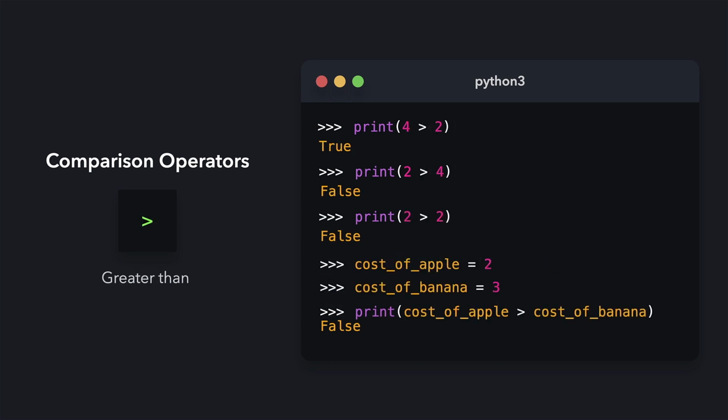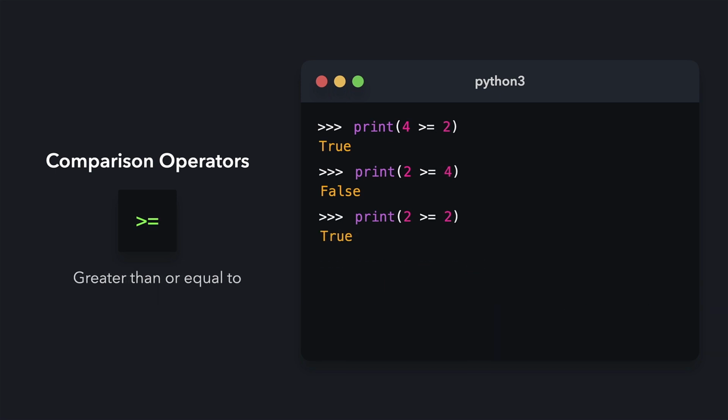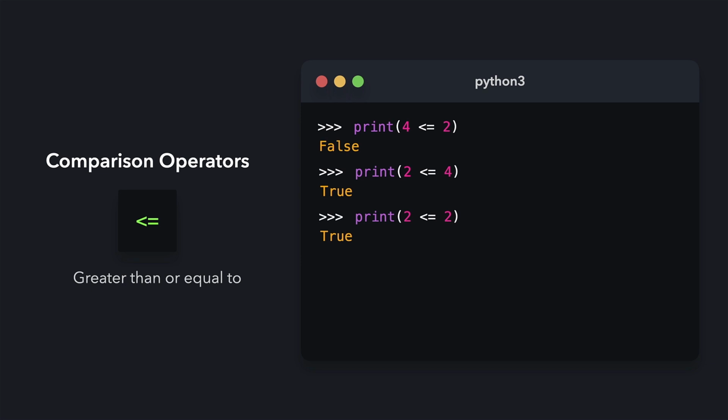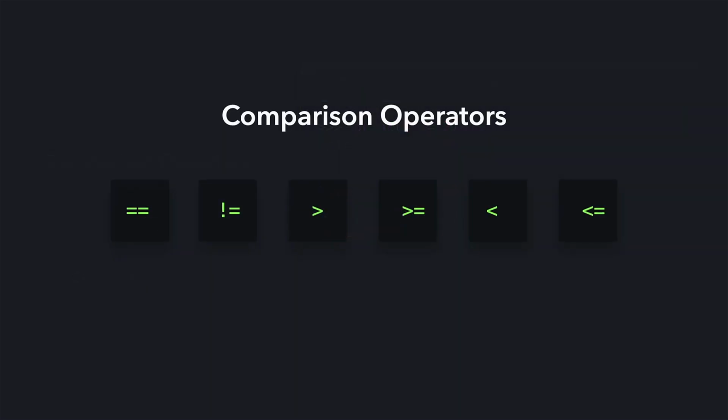Then there's the greater than operator, which checks if the left-hand operand is greater than the right-hand operand. The greater than or equal to operator is almost identical to the greater than operator. However, this operator also returns true if both values are equal to each other. The smaller than operator returns true if the left-hand operand is smaller than the right-hand operand, and the smaller than or equal to operator also returns true if both values are equal to each other. Comparison operators are very useful when we want to run code based on a certain condition.